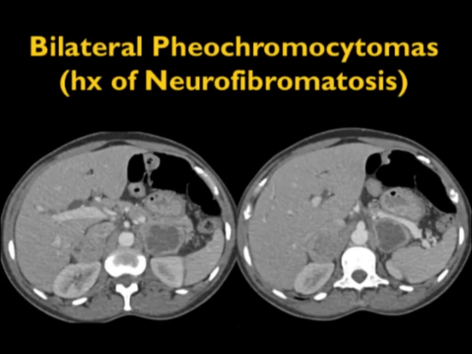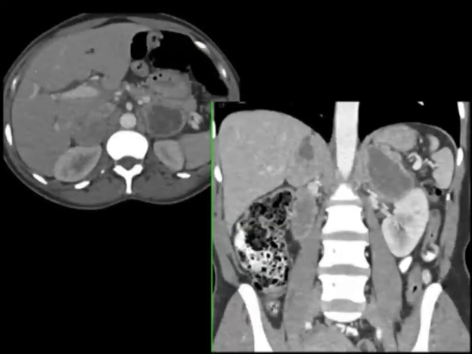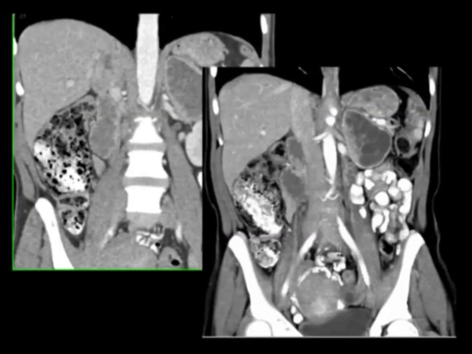Now, I mentioned 10% of pheos are bilateral. It's probably more common in syndromes. Here's a case of neurofibromatosis with bilateral adrenal masses. And you can see they vary between cystic and solid. And here's just a few more images in the coronal plane, very nicely showing you the bilateral masses.